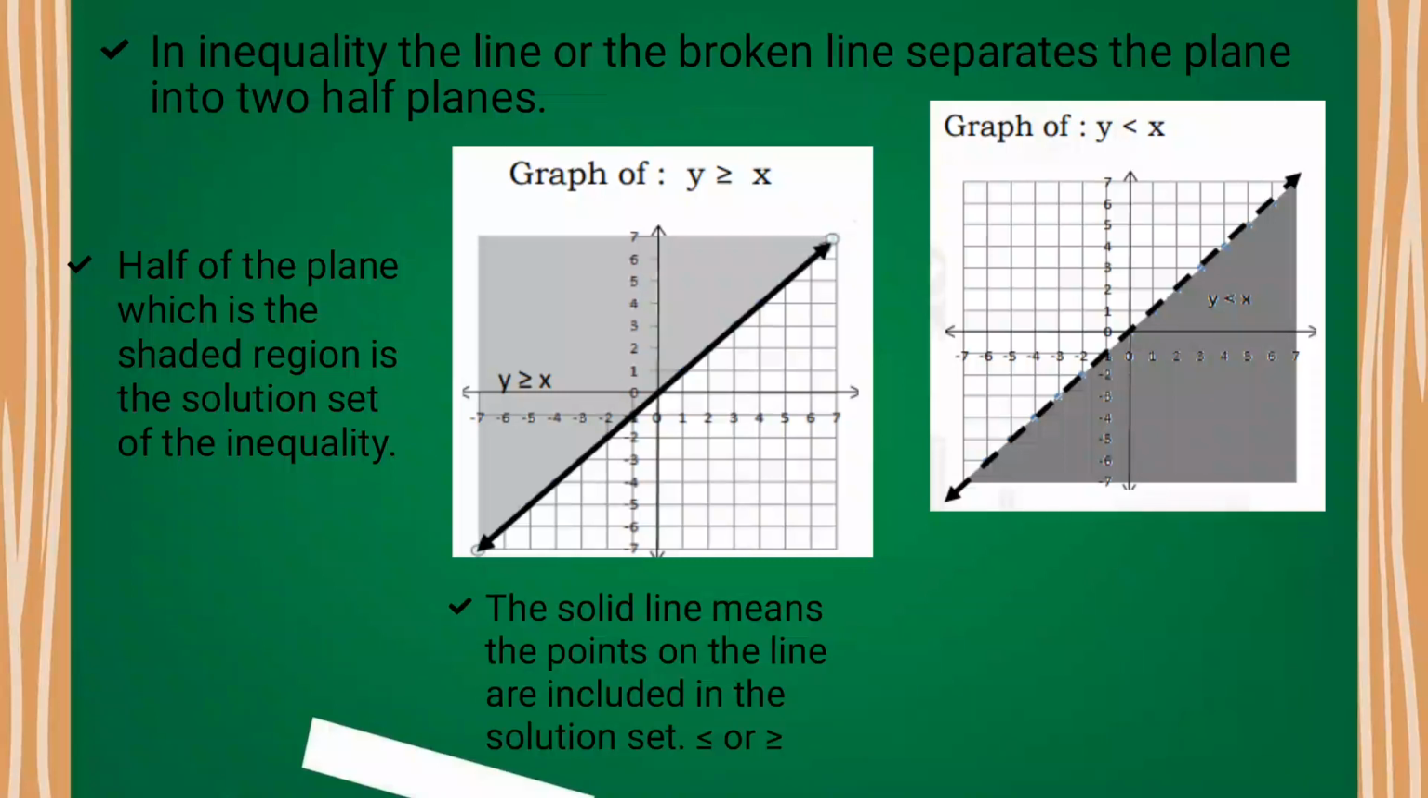Next po, paano ba natin malalaman kung ano ang gagamitin natin? Solid line ba or broken line? O, ito po yon. The solid line means the points on the line are included in the solution set. So, pag nakakita po ng ganitong symbol, less than or equal or greater than or equal. Basta po may kasama silang equal sign, ibig sabihin po sila ay solid line. Tandaan po yun ha. Pag po may ganitong nakita, may kasama po, ito yung graph, ito yung symbol natin.